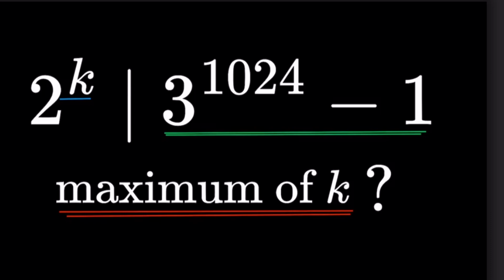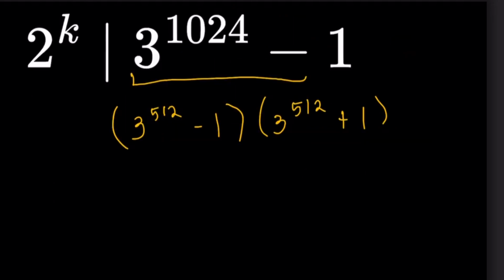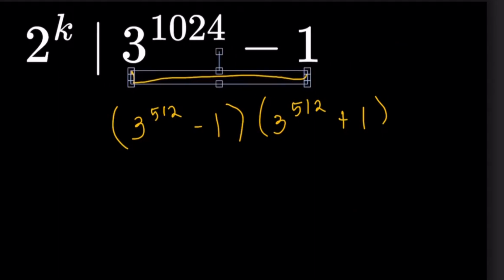So here, we just kind of have to know what's the largest power of 2 that 3 raised to 1024 minus 1 is divisible by. So we want to take a look at the factors of this. Now we can use some simple algebra here to help us factor. The primary observation is that 3 raised to 1024 minus 1 is equal to 3 raised to 512 minus 1 times 3 raised to 512 plus 1. That's just a difference of 2 squares.